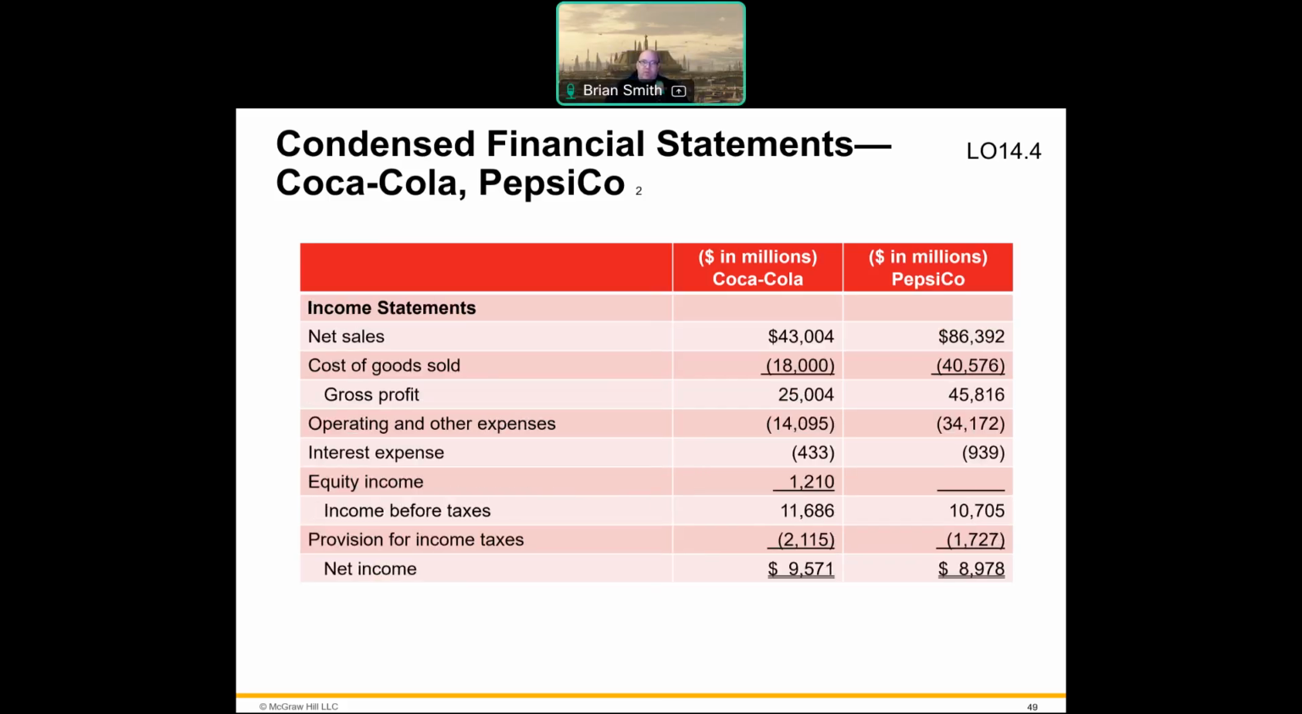Here's your income statement. Look at Pepsi. They're selling more. But naturally, if they're selling more, their cost of goods sold is going to be higher. I'd like to see these in percentages, truthfully, but look at the net income. Pepsi's selling more, but they're making less money than Coke. That's interesting. That is really, really interesting.